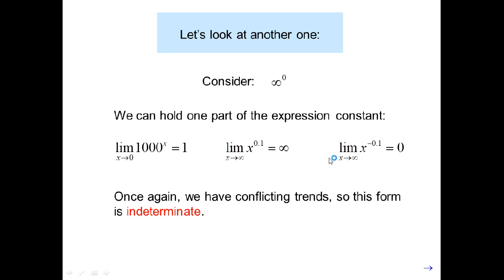So due to these conflicting trends, we know that this form is indeterminate. So we have to do other analysis, most likely L'Hopital's rule, and you're going to have to use e and the natural log to be able to bring this power down in front of the natural log, and then deal with it there.